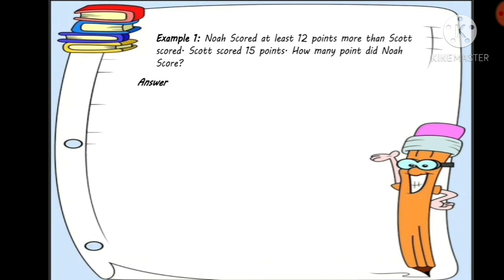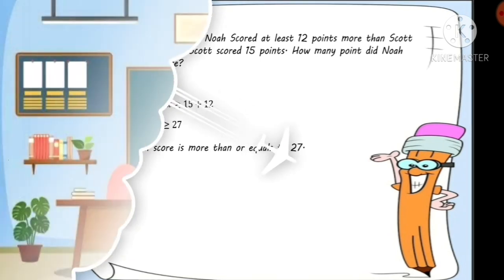Answer. In this case, let x be Noah's score. From the text, we know that Noah scored at least 12 points more than Scott's score. So, in this case, we use the symbol is greater than or equal to, because Scott's score is 15 points. We get the inequality x is greater than or equal to 15 plus 12. x is greater than or equal to 27. So Noah's score is greater than or equal to 27.